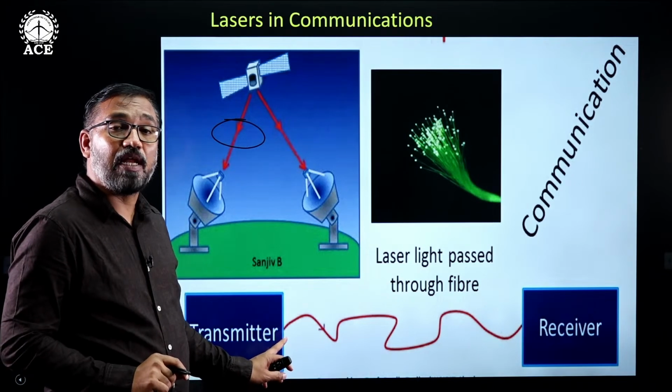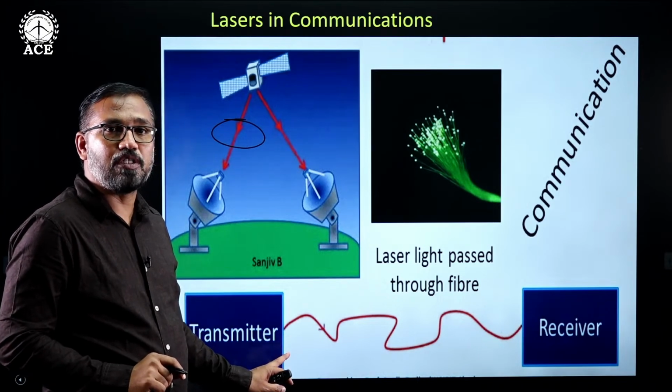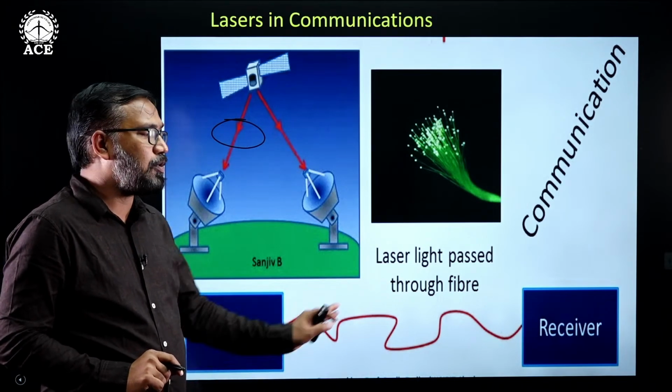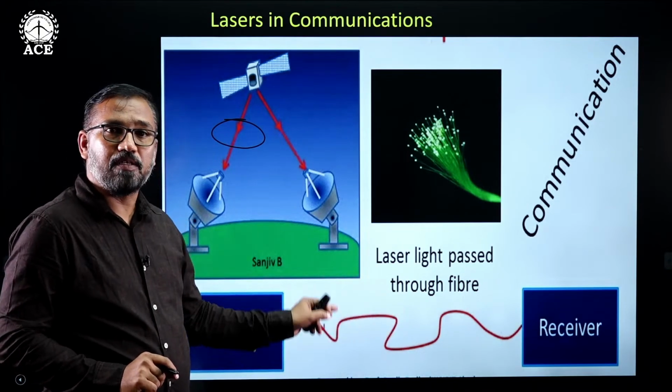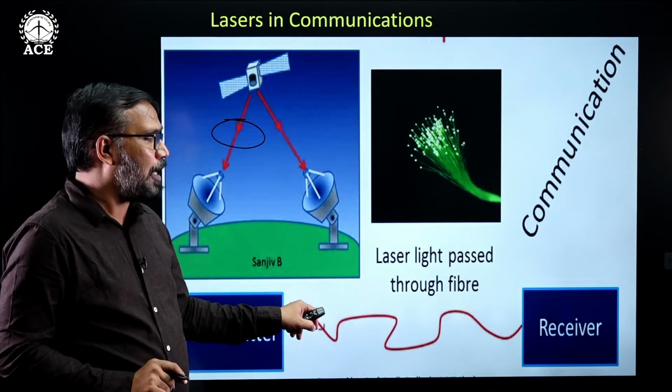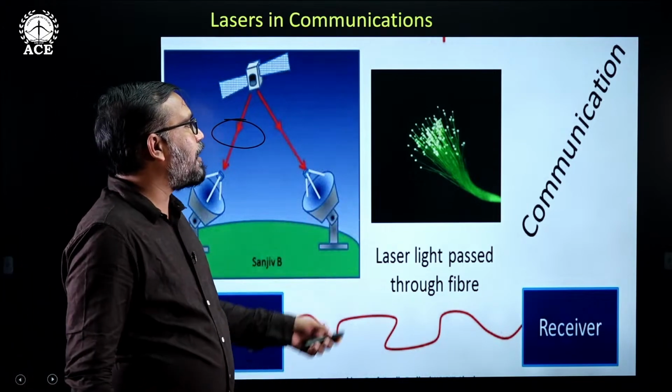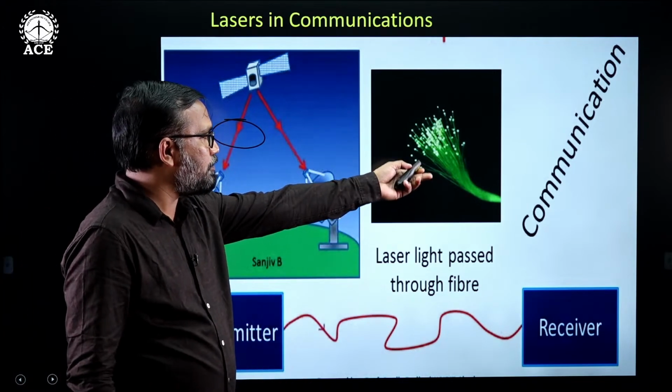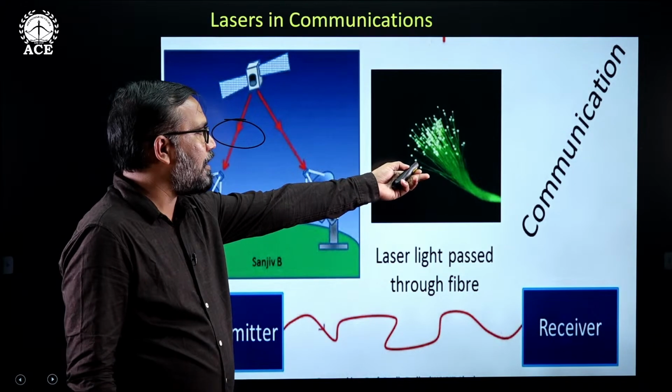Optical means light. Which light here? Lasers. Lasers are used to transmit from transmitter to receiver. So the information is in the form of laser, which means optical form. These are the different types of fluorescent fibers; they are also related to optical fiber.